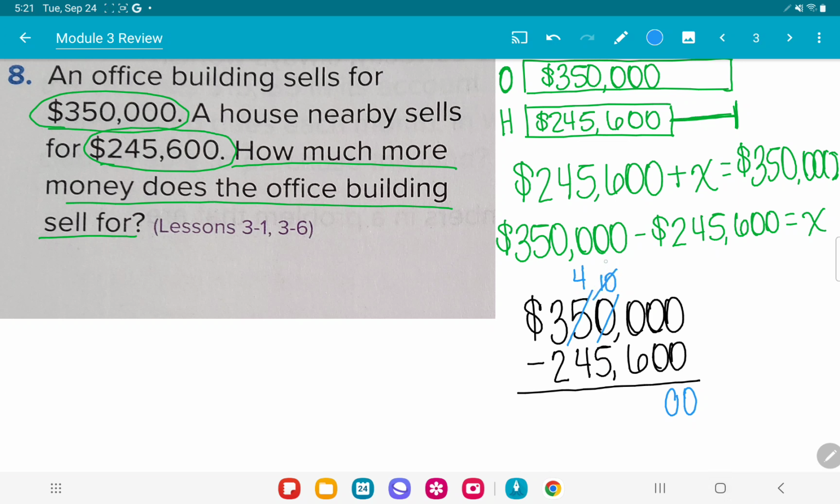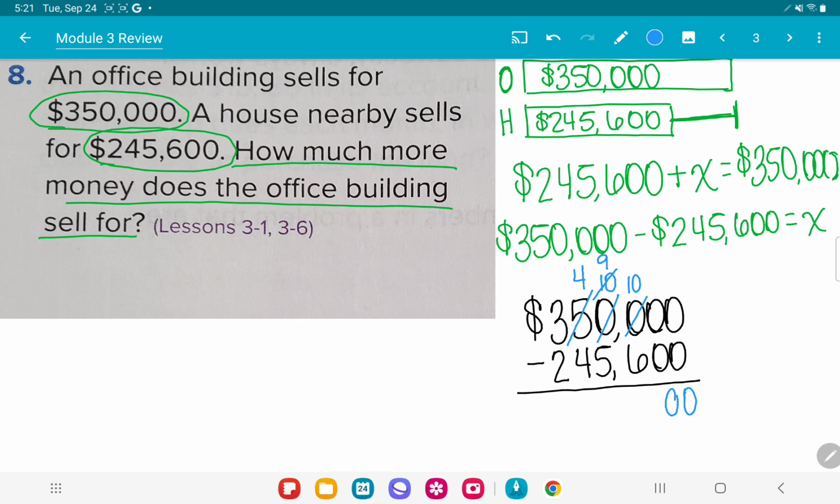So now I'm going to take one of those thousands. That leaves me with 9. And I'm going to regroup that 1,000 over to my hundreds. That will give me 10 hundreds to equal that same amount. Let's pause right there for just a moment.